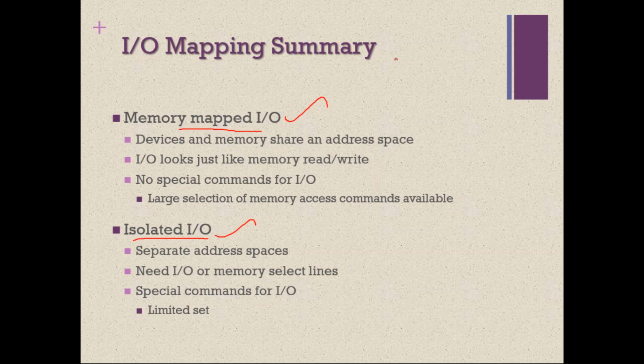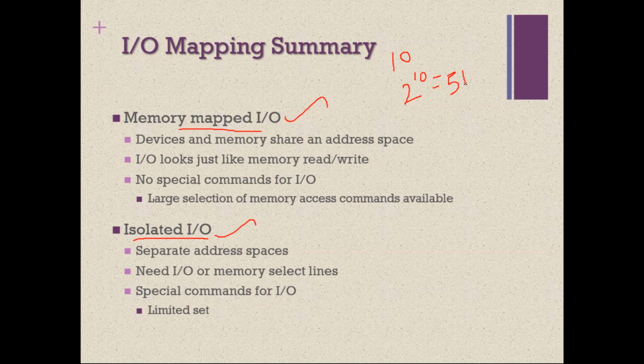Assume that your system has 10 address lines. Using 10 address lines, how many locations can be addressed? 2 to the power 10 locations. What is 2 to the power 10? It is 1024. So 2 to the power 10, that is 1024 locations, we can address.